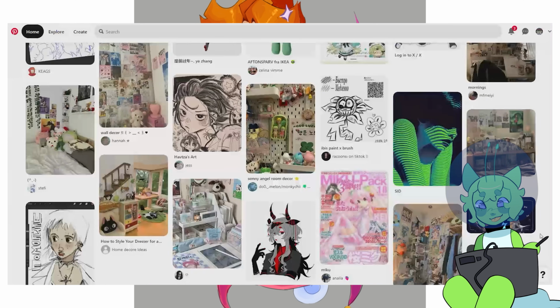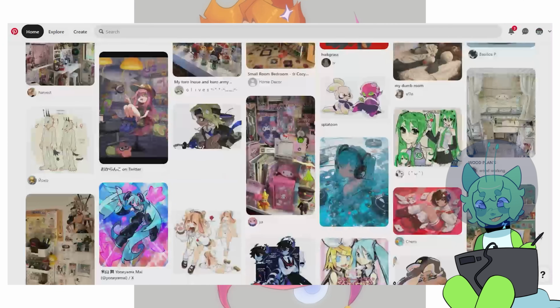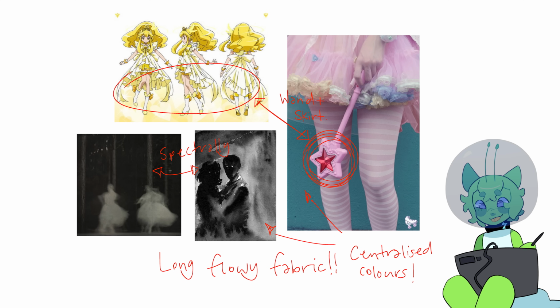Alright, time to get in and dissect my ideas for those who do not understand the thought process I followed. So I just took and noted everything I actually liked about it and what linked up together in each thing, where I took notes of the long flowy fabric, centralized colors, and the spectralness of these two ghosty images, particularly to do with the eyes and the unclearness of what's actually happening, which as you'll be able to see when I start sketching out the concept.